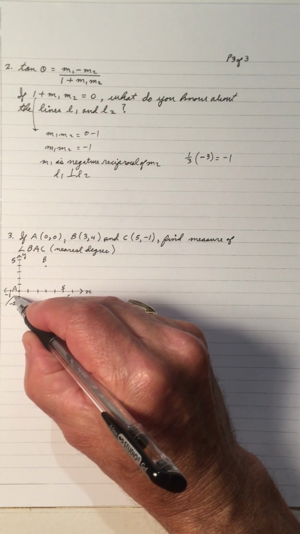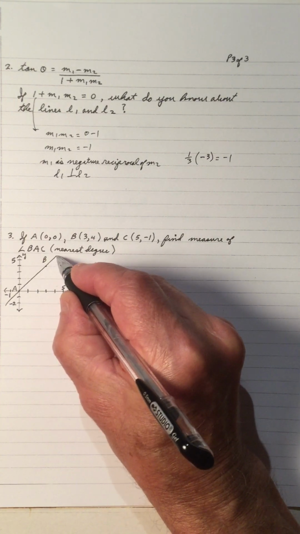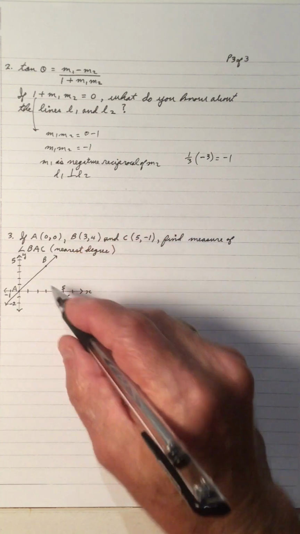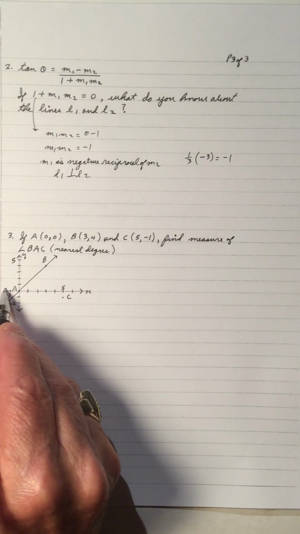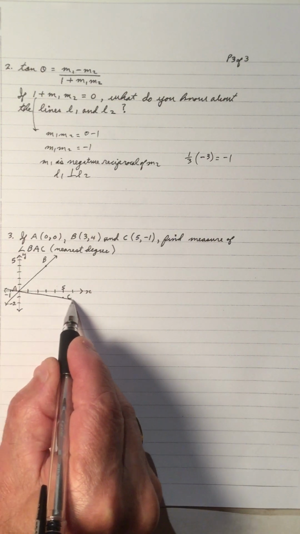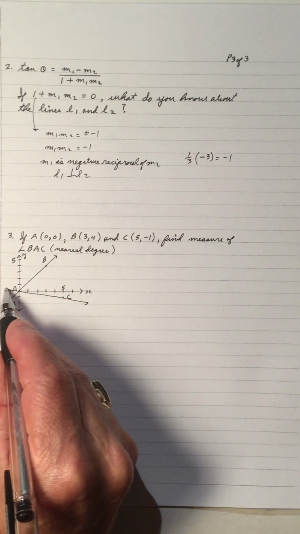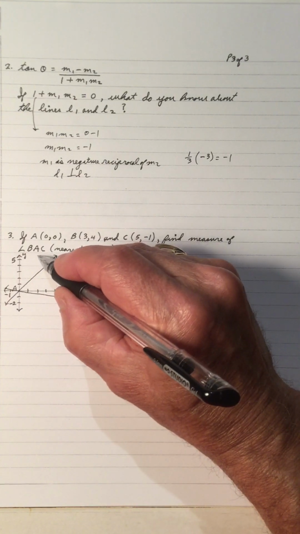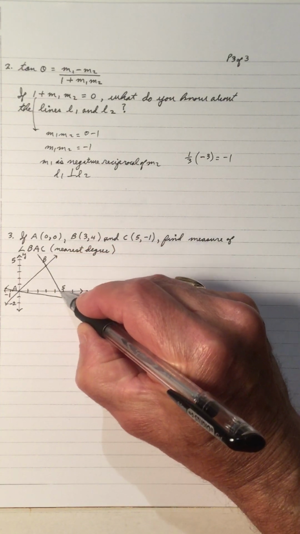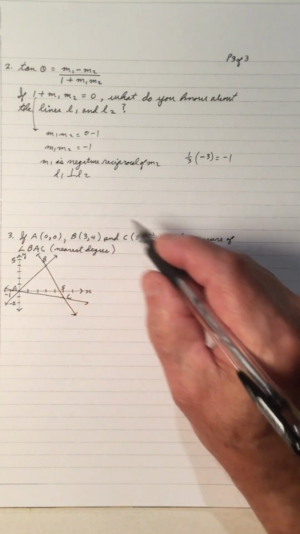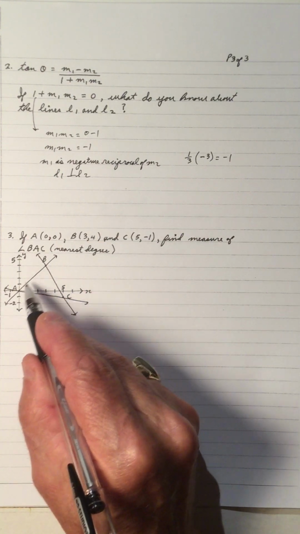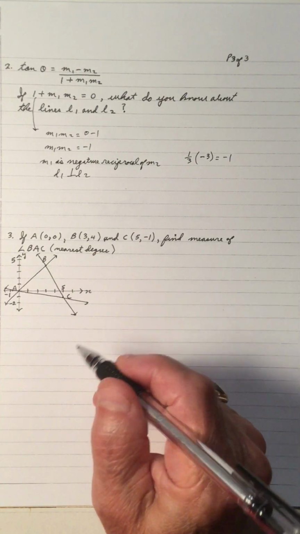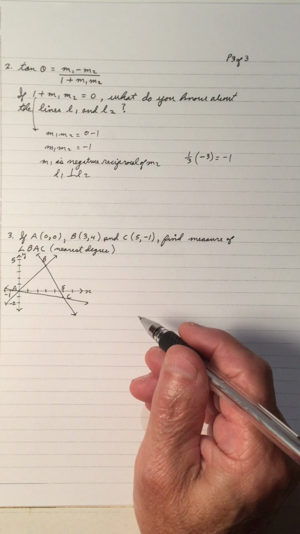BAC, so if I draw the line passing through these two points, A and B, and I draw the line passing through these two points, AC, right here, it says find the measure of the angle BAC. We could also have a line going through B and C like that if we want. But we want the measure of this angle BAC. That means we have to deal with the slopes. Again, because we have the addition formula, we need the slopes of the lines.